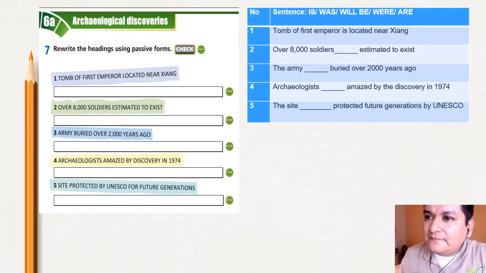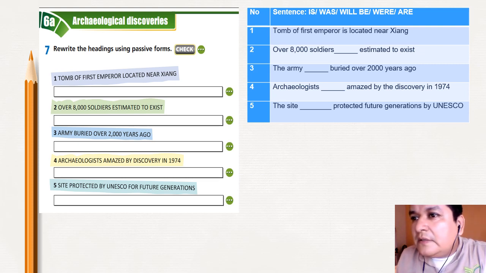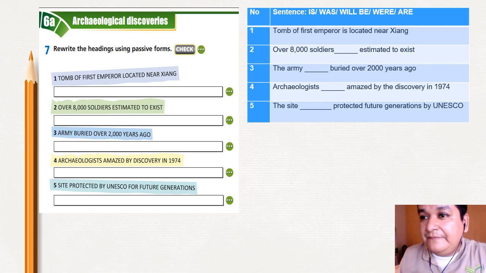Let's see. Okay. The activity from your book. This activity is from your book, and you have to write the passive form, la forma pasiva. Pero para hacerlo un poco más sencillo y que se centre no solamente en utilizar correctamente el is, was, will be, were or are, ya les puse la oración aquí completa. I wrote the whole sentence. You only need to write the correct auxiliary.